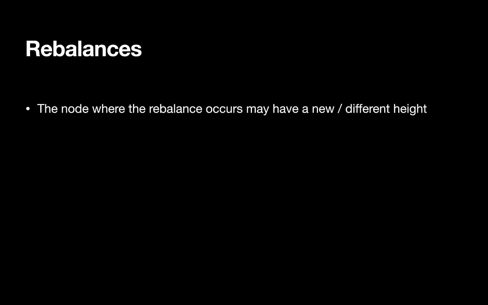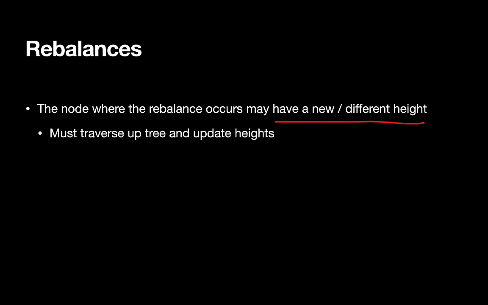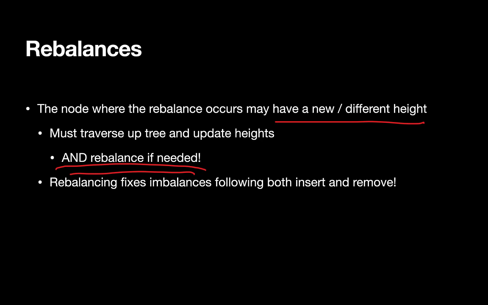Okay, so following one of these rebalances, the node where we actually did the rebalance may have a different height. So we may have to recompute its height, and consequently, that may impact the height of everything above it in the tree. So we may have to traverse up the tree, updating heights, and equally importantly, rebalancing if needed. As we traverse up the tree, if things are out of balance, we first adjust the balance, and then we'll recompute the height. So the good news is that this generic approach to rebalancing that we've talked about will work for both the insert and the remove operation.